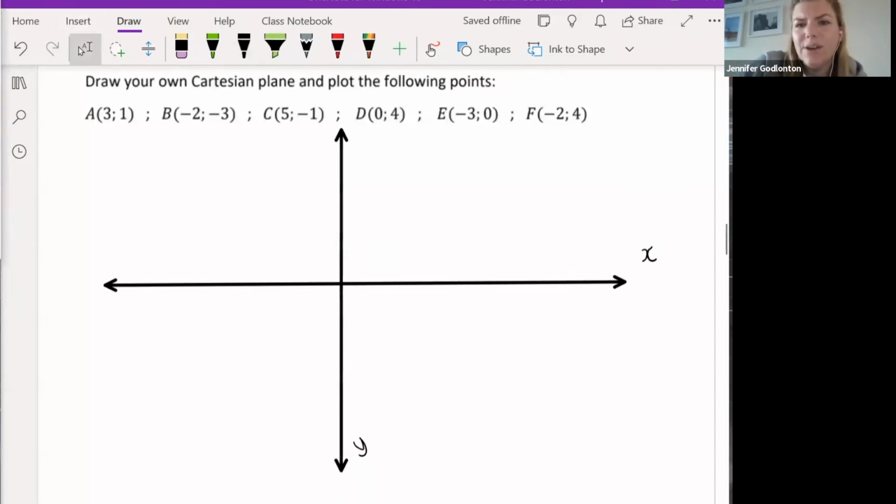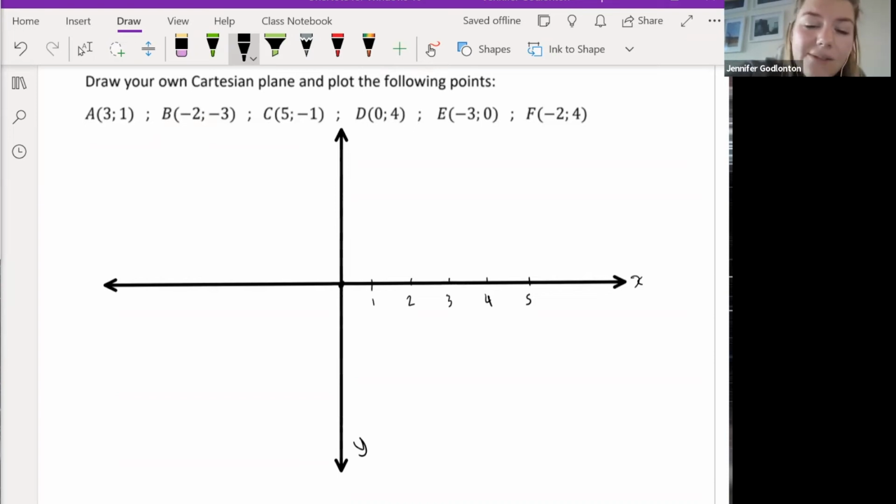That's a good question. Okay, so what we've got over here is our Cartesian plane. Where we start is 0, 0. As we move to the right, we go up in ones: 1, 2, 3, 4, 5. We don't need to go higher than 5. Then we go into our negatives on the other side: -1, -2, -3, -4, -5. You're going to try and keep these a similar distance apart.